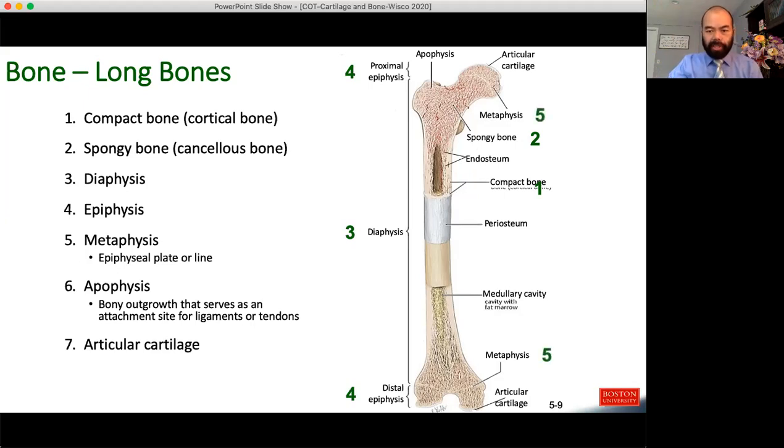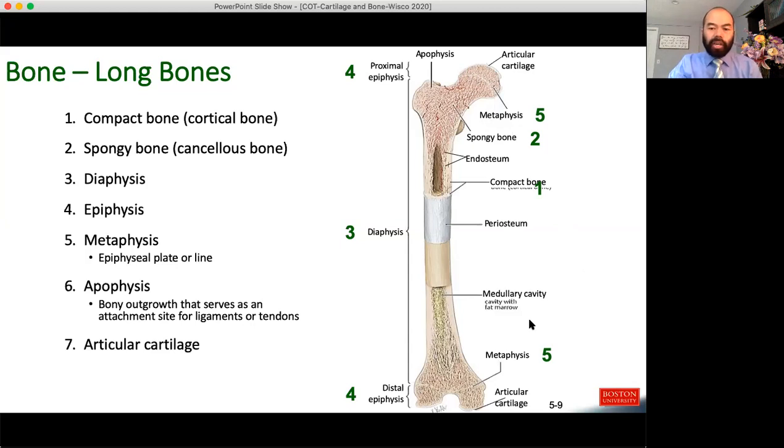The metaphysis, you're going to hear the word metaphysis used different ways throughout your career. So we're going to refer to the metaphysis as analogous to the epiphyseal plate or the epiphyseal line if we're talking about an adult bone. So meta means change. So the metaphysis is right here. You can see this line on this part, and it's also shown right here. Right, that it was, at least in this picture, the resulting closure of the growth plate.